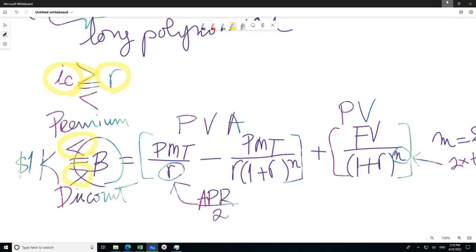Then the opposite is true. If the coupon rate is greater than, equal to, less than the market rate: if the coupon rate is less than the average market rate, then it will become a discount bond. And the only thing left, if the coupon rate is equal to the market rate, then it will sell at par value. It will be exactly $1,000.